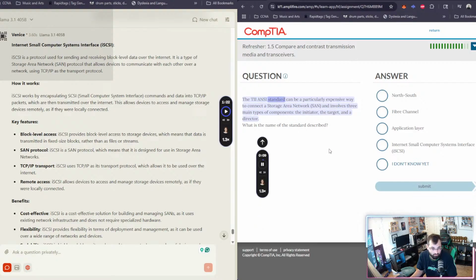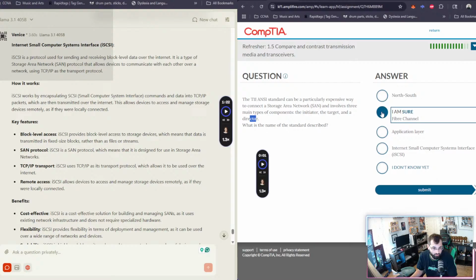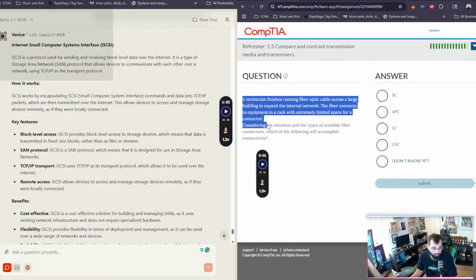The T11 ANSI standard can be a particularly expensive way to connect a storage area network SAN and involves three main types of components: the initiator, the target, and a director. What is the name of the standard described? The initiator, target, and director means that it's the fiber channel.